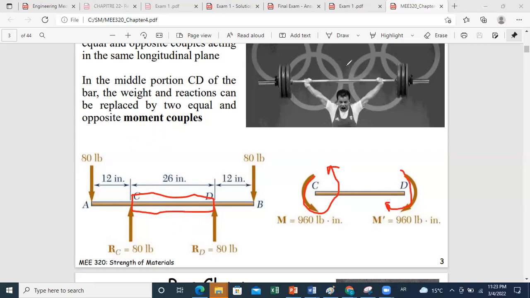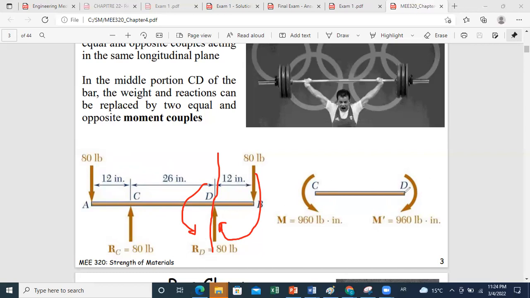So to verify, you can say at D, for example, if I do this cut like this, okay, and I remove part AD, the action of part AD on DB will be a bending moment couple opposing the clockwise couple created on part BD. So when I do a cut and I remove AD, at D I should have a couple opposing the clockwise one, which should be counterclockwise.